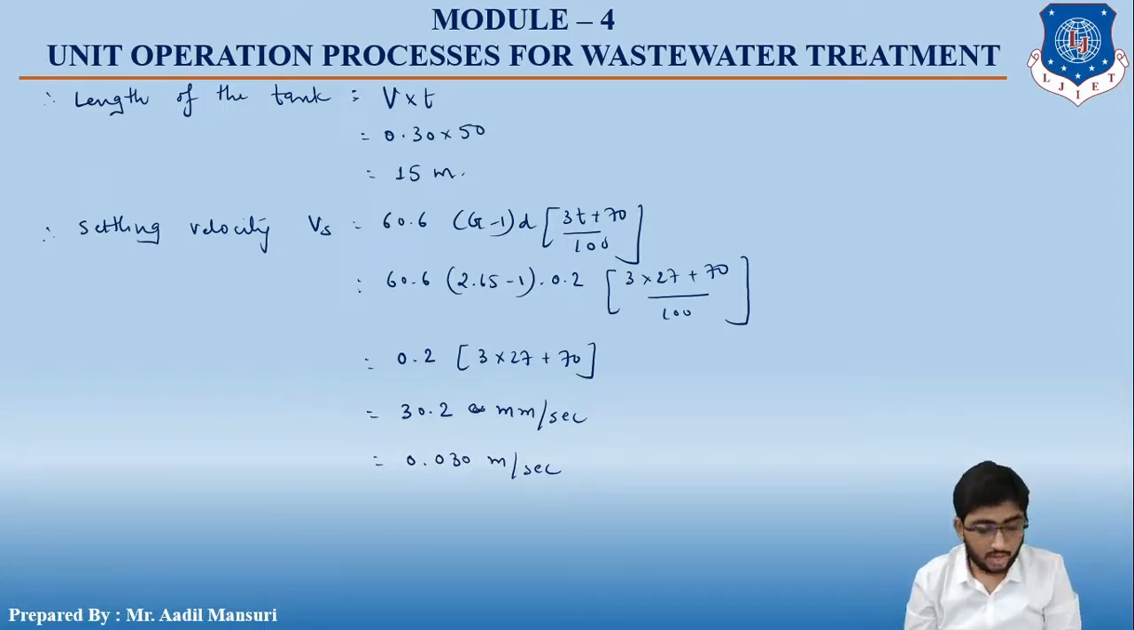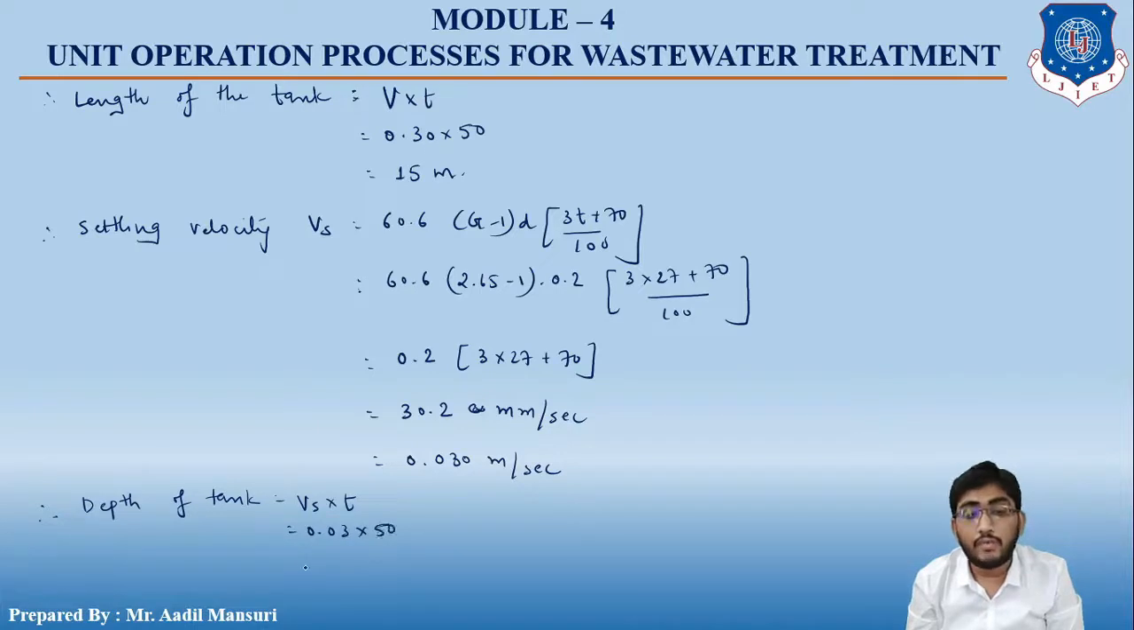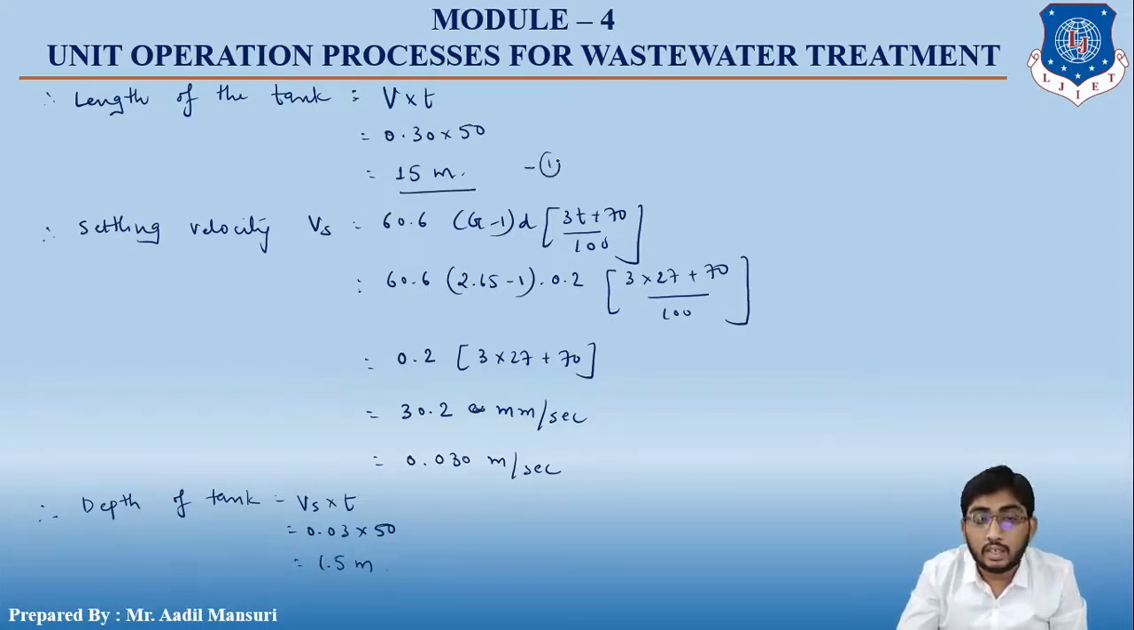Okay, so now once you know the settling velocity, you can easily find out the depth of the tank, right? So therefore depth of tank will be equals to Vs into T, that is 0.03 into 50, and that is nothing but the 1.5 meter. So first thing that you got was length, number one, then you got the depth, right? That is number two. Clear?